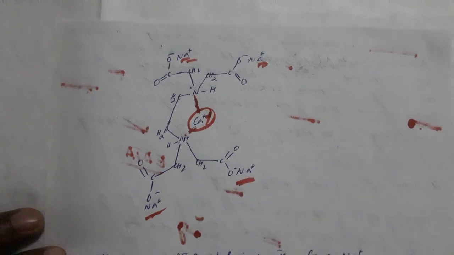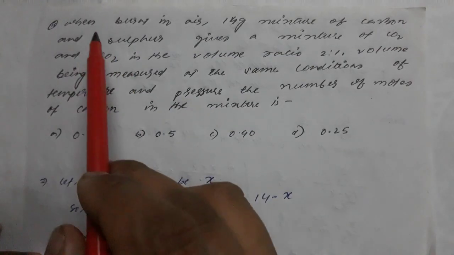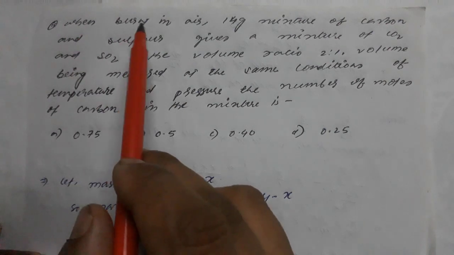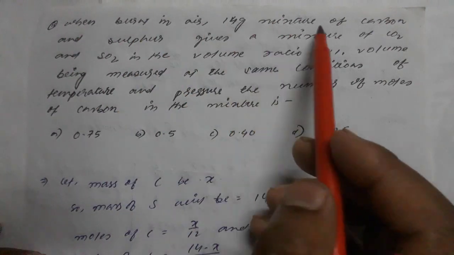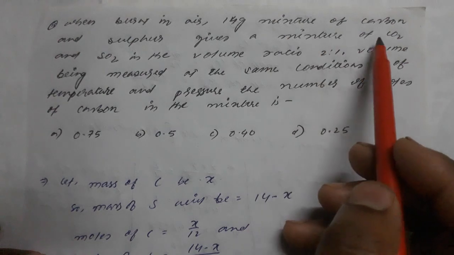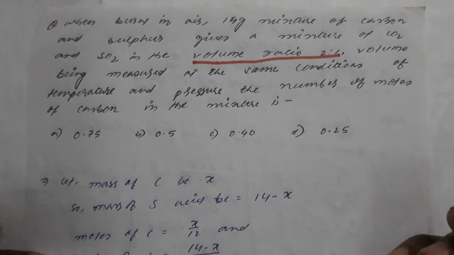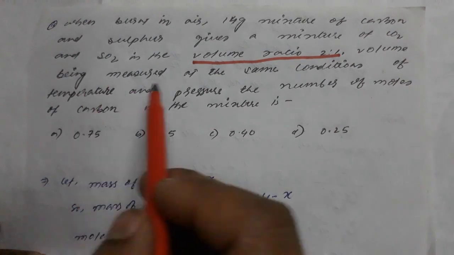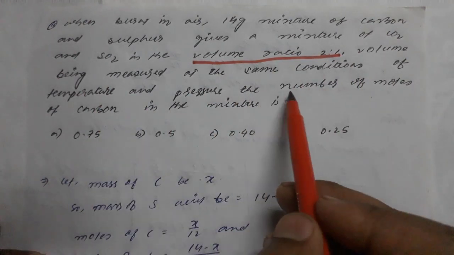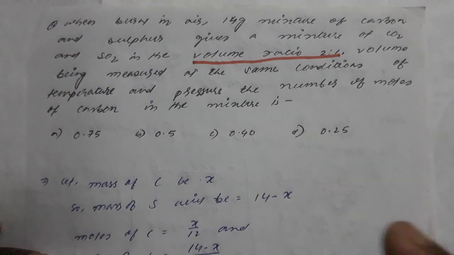So this is another question, guys. When burnt in air, 14 gram mixture of carbon and sulfur gives a mixture of CO2 and SO2 in the volume ratio of 2:1. Okay. So volume being measured at the same condition of temperature and pressure, the number of mole of carbon in the mixture. So we have to find out the mole of carbon in the mixture.